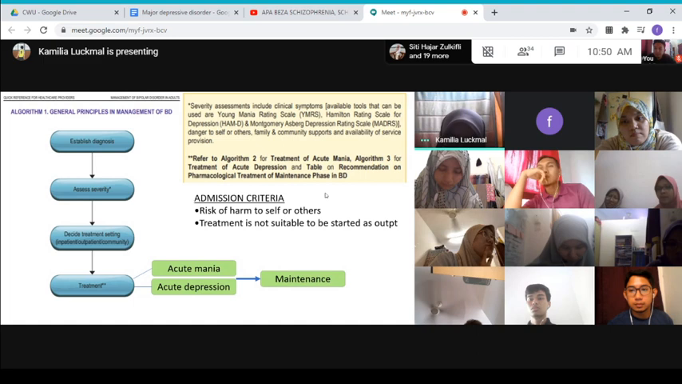The total score ranges from 0 to 60, and for the scoring here, if the patient scored between 13 to 19, the patient has minimal symptoms; 20 to 25, mild mania; 26 to 37, moderate mania; 38 to 60, severe mania. So there are 11 items that should be evaluated using this Young Mania Rating Scale.